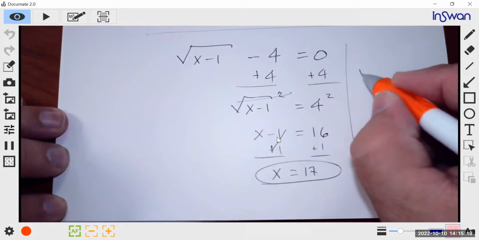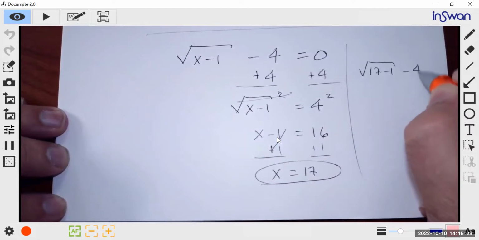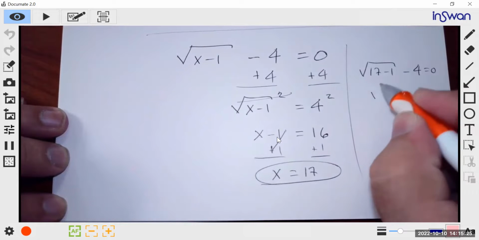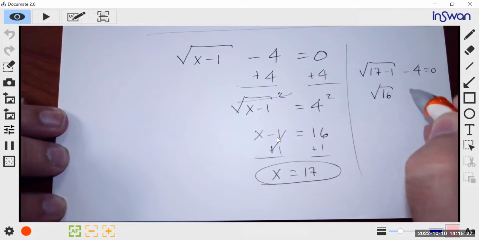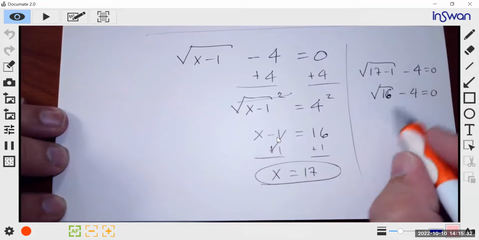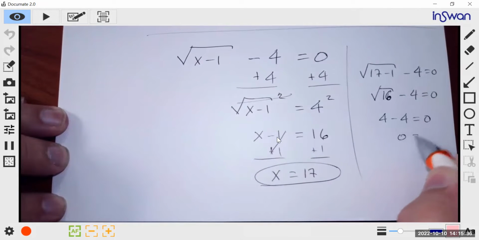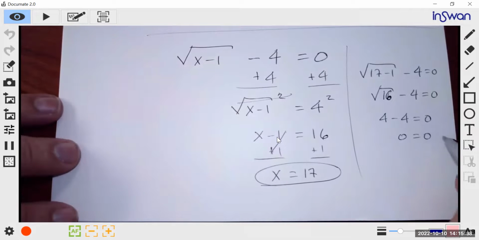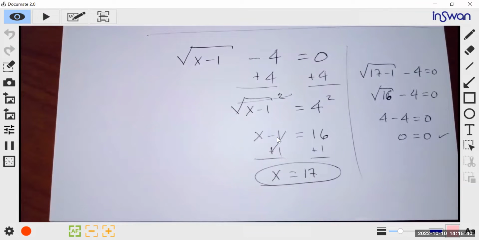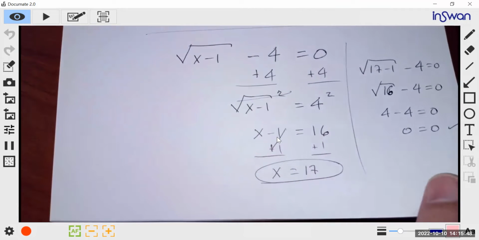There you go, check it. 17 minus 1 minus 4 equals 0. 17 minus 1 is 16. Square root of 16 is 4. 4 minus 4 is 0. Check. So far, so good. You have to be very careful, though.